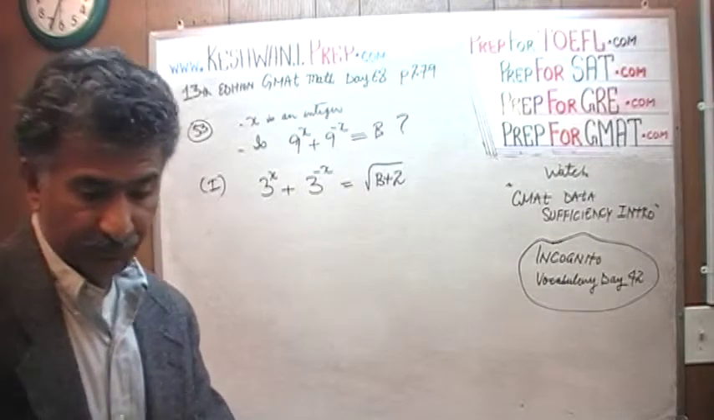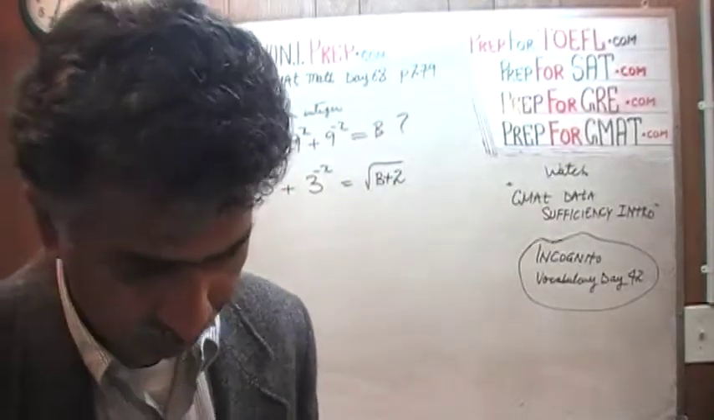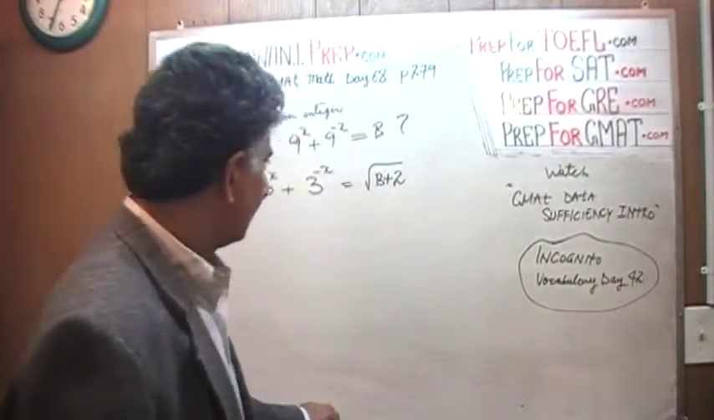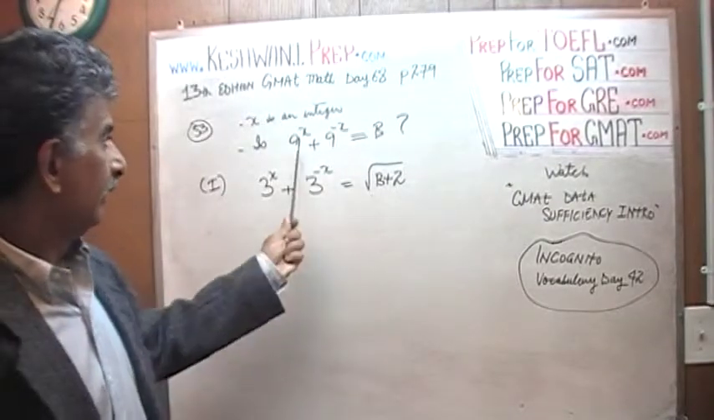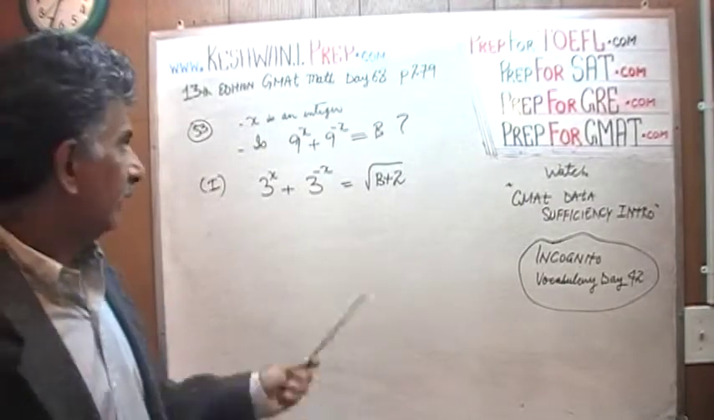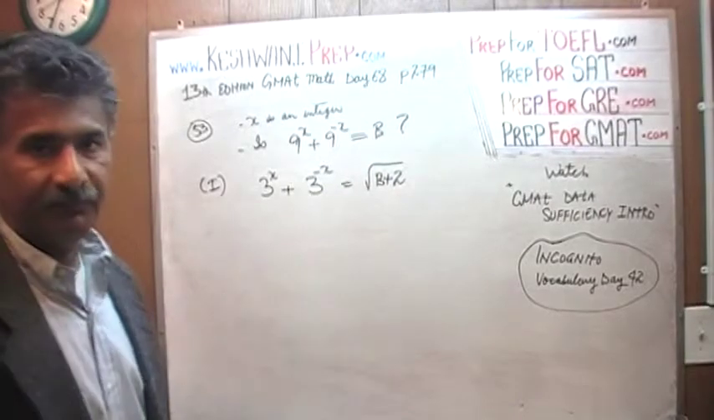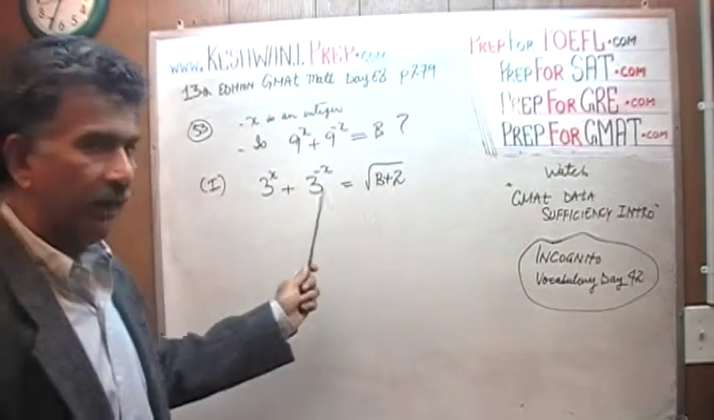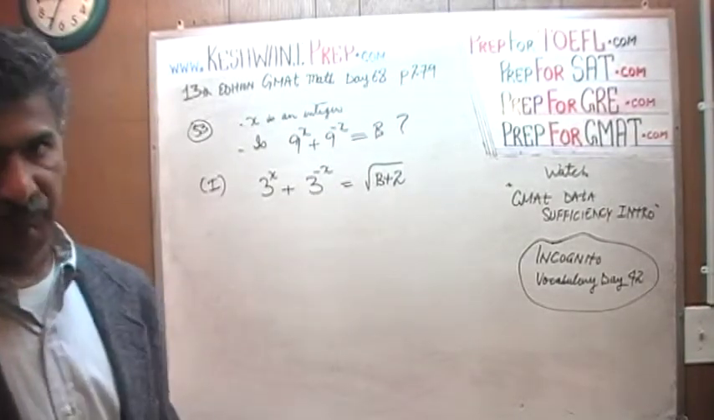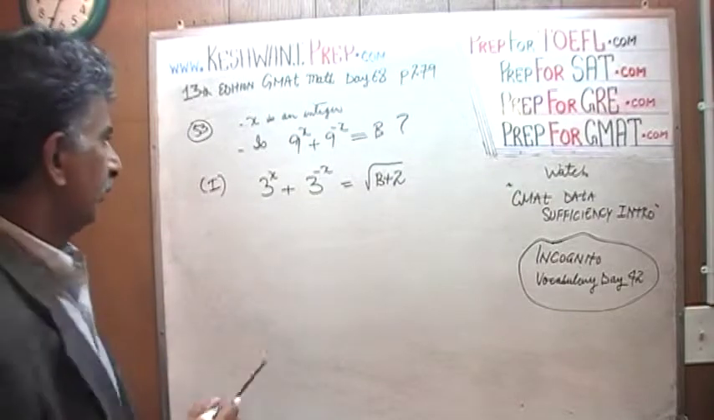This is an interesting question. You can have fun with it. Now I see a square root sign on this side. There is no square root sign in the statement that is given. And I see 9 and I see 3. That tells me that perhaps squaring both sides would get us somewhere. That is exactly what we're going to do. We're going to square both sides.